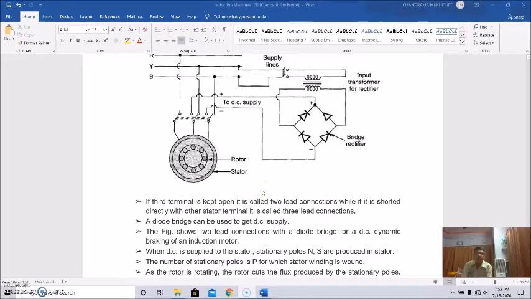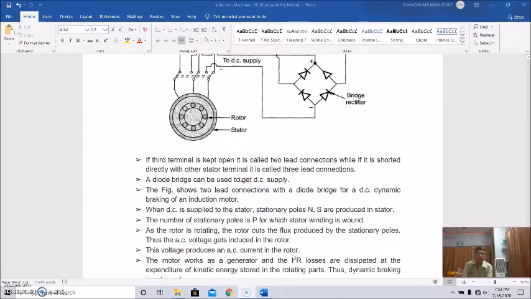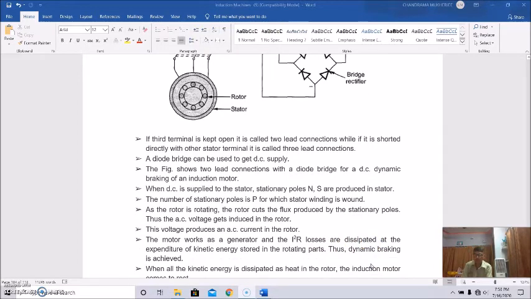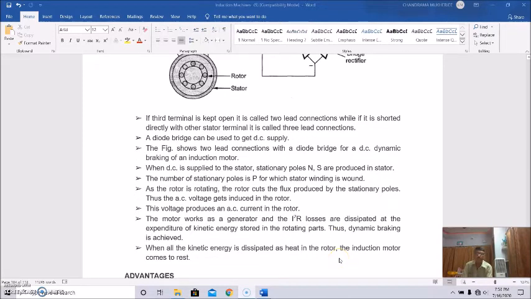When DC is supplied to the stator, stationary poles N and S are produced in the stator. The number of stationary poles is P, for which the stator winding is wound, and as the rotor is rotating, the rotor cuts the flux produced by the stationary poles, and thus an AC voltage gets induced in the rotor. In that case the motor works as a generator, and the I squared R losses, or copper losses, are dissipated at the expense of the kinetic energy stored in the rotating parts, and thus dynamic braking is achieved. When all the kinetic energy is dissipated as heat in the rotor, the induction motor comes to rest.